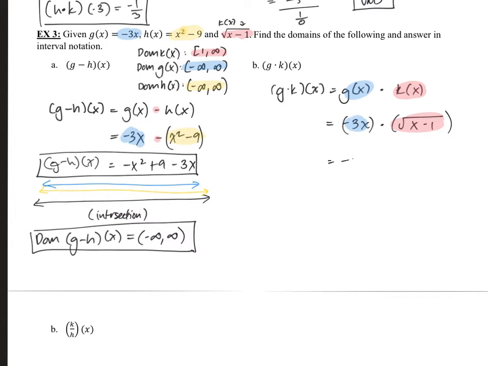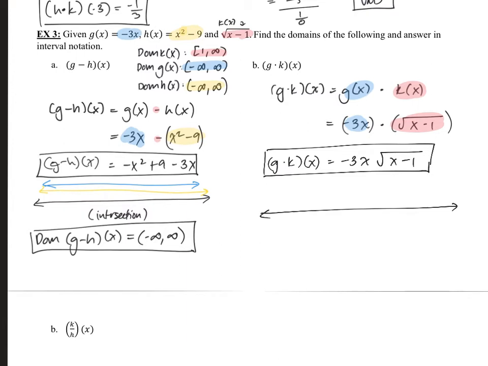And, you know, we really can't do much with these guys. They don't really multiply out. So that's all we can really do. So I'll rewrite this. And the last thing we need to do is find the domain. So we'll take the two domains and find the intersection. I'll go ahead and graph it.